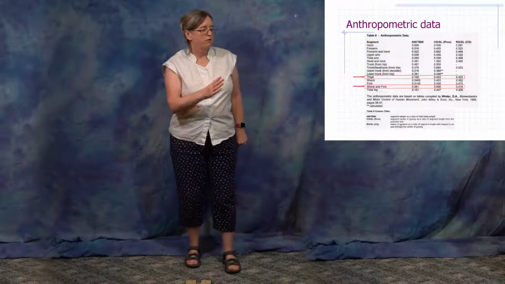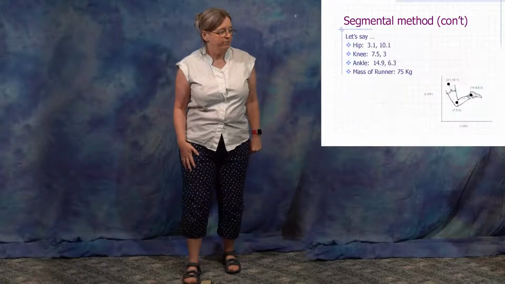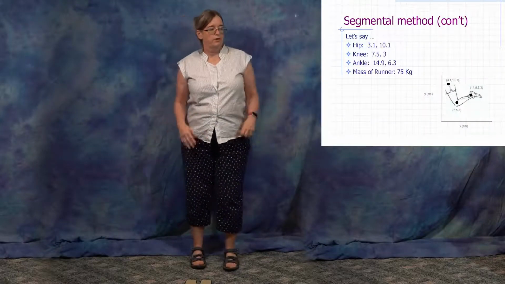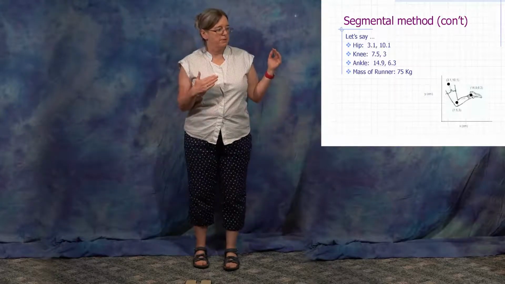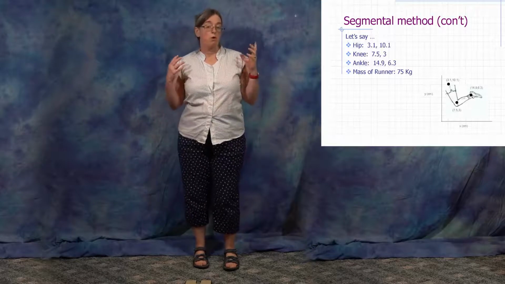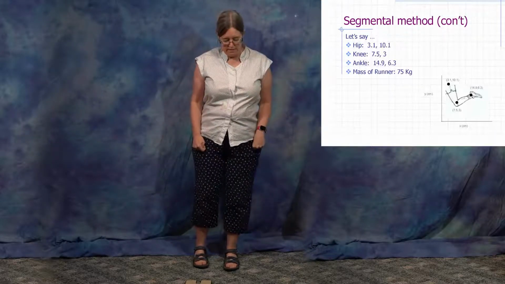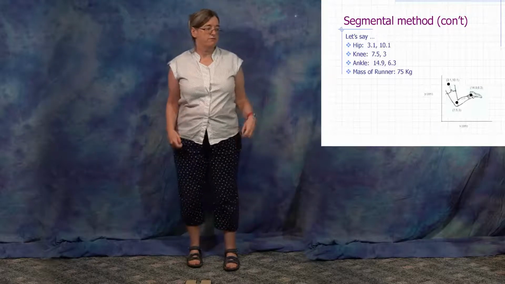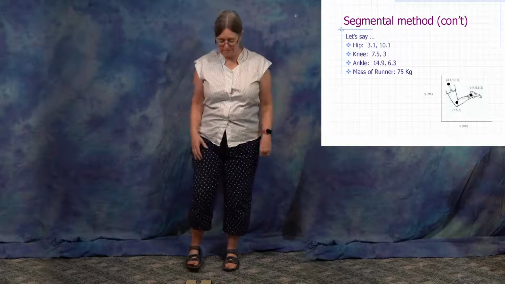The last column we will come back to in a future lecture. So continuing on, we know where our hip is, we know where our knee is, we know where our ankle is, we know the mass of the runner. And in both of the cases for the hip, knee, and ankle, we have an X and a Y coordinate.